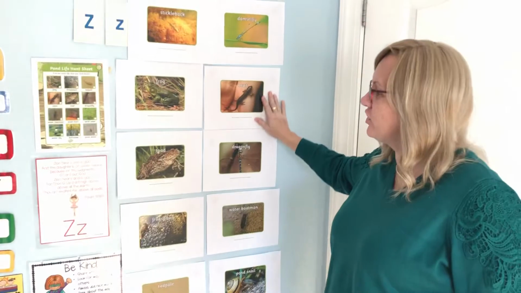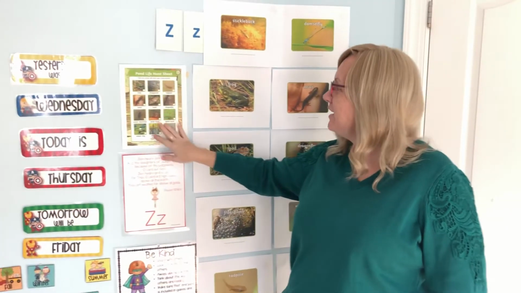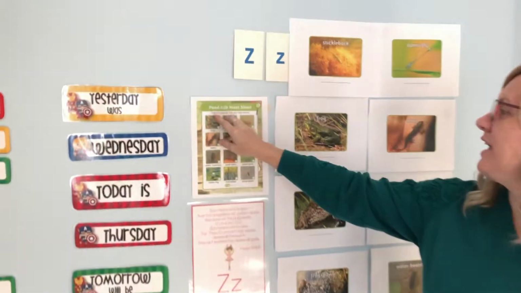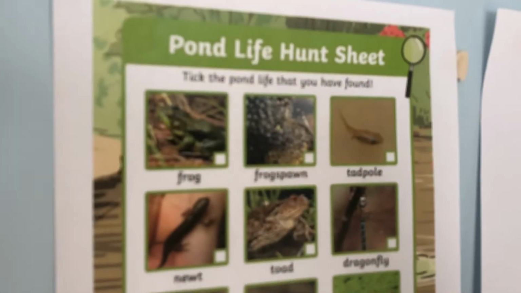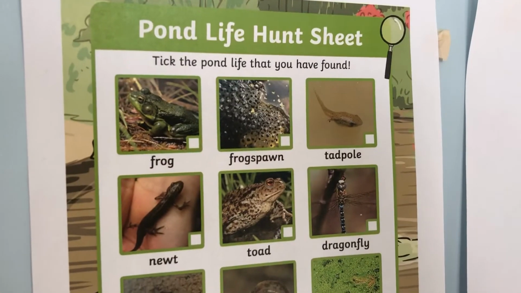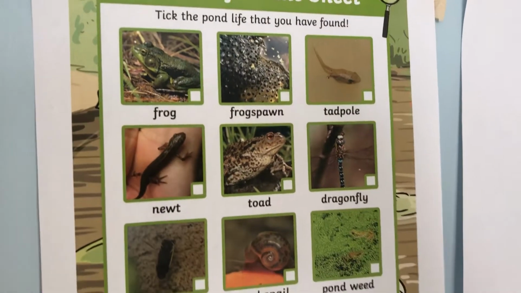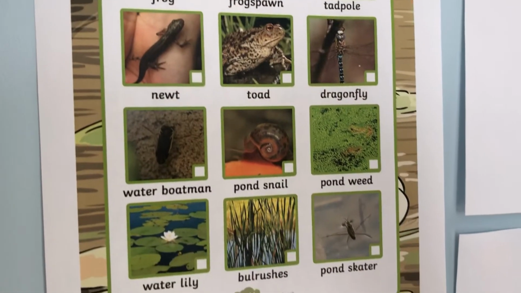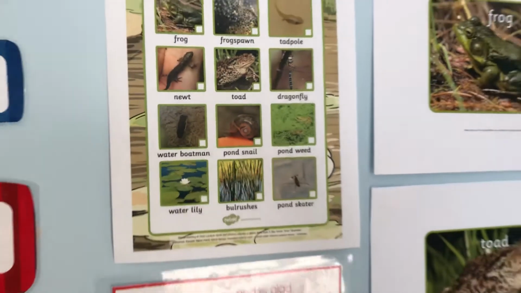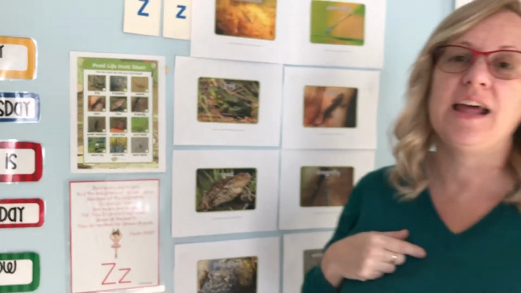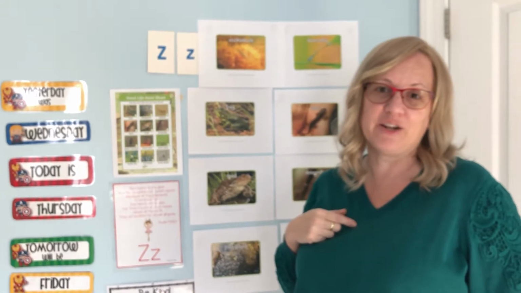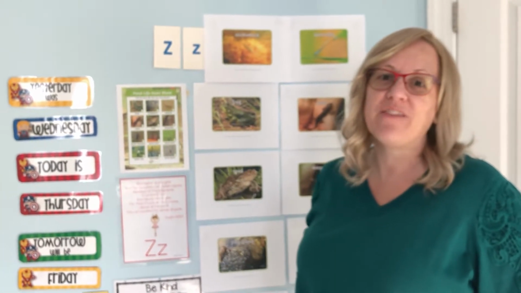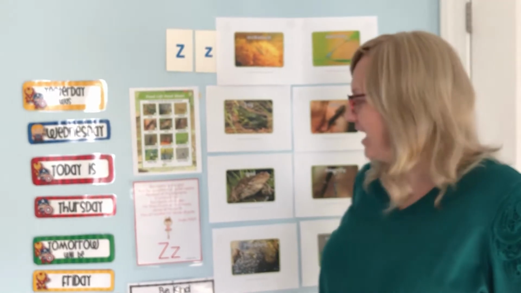So these are all things you could go look for. If you haven't done it yet, please go to twinkle.com and get your pond life hunt sheet. If you have a pond next to your house or a short walk away, you can go check off and see what you can find. I am lucky. I have a little pond in my backyard, which I'm going to show you later, and I have a pond in my community. So I'm going to do a short video for science later so you can see these if you don't have one near your house.